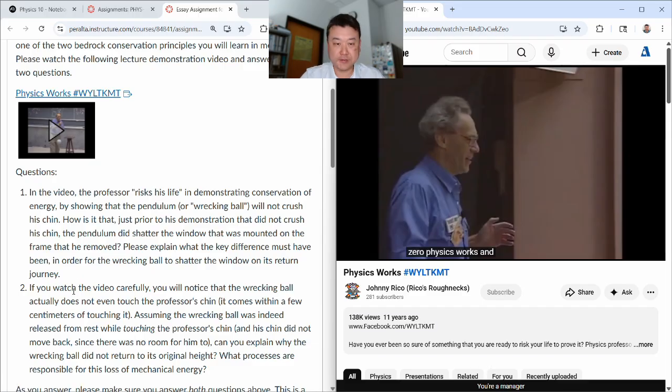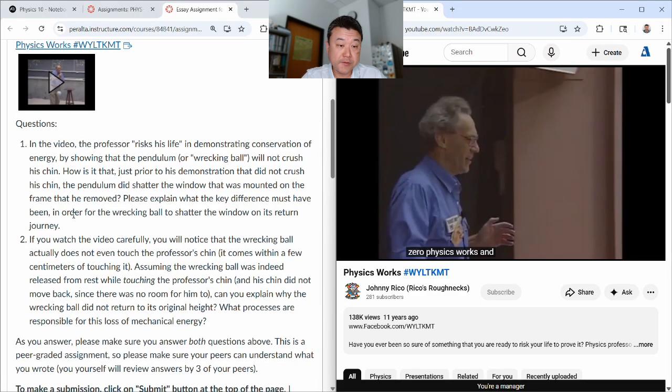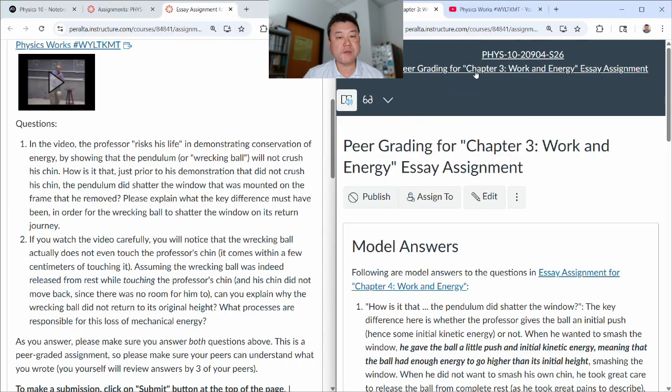So, the questions. In the video, the professor risks his life in demonstrating conservation of energy by showing that the pendulum, or wrecking ball, will not crush his chin. How is it that just prior to his demonstration, the pendulum did shatter the window that was mounted on the frame that he removed? Please explain what the key difference must have been in order for the wrecking ball to shatter the window on its return journey. Again, let me bring up my model answer, and I will do the dramatic reading of the model answer.